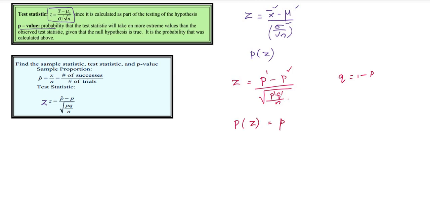The same thing. And how to find p prime? P prime is given by x, the number of favorable cases, divided by the total number of cases.